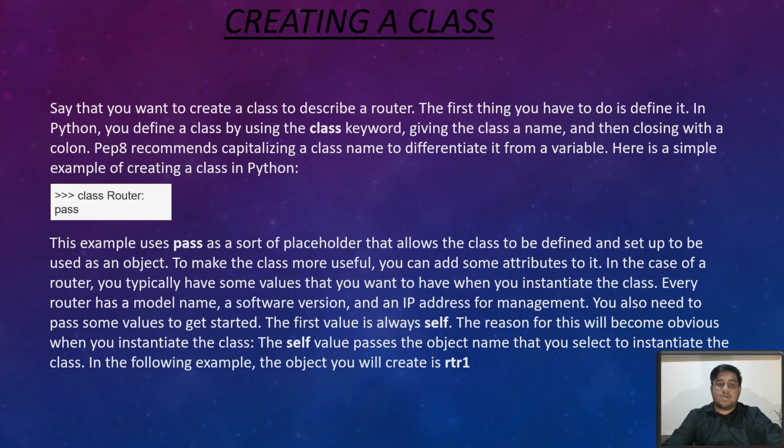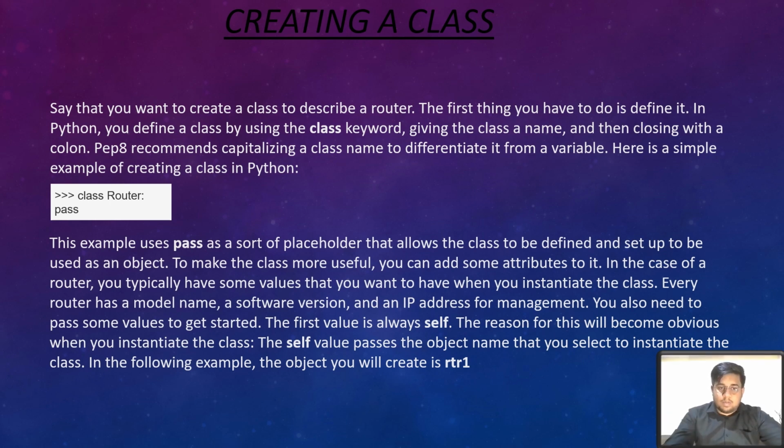Here is a simple example of creating a class in Python. This example uses pass as a sort of placeholder that allows the class to be defined and set up to be used as an object. To make the class more useful, you can add attributes to it. In the case of a router, you typically have some values that you want to have when you initiate the class. Every router has a model name, a software version, and an IP address for management.